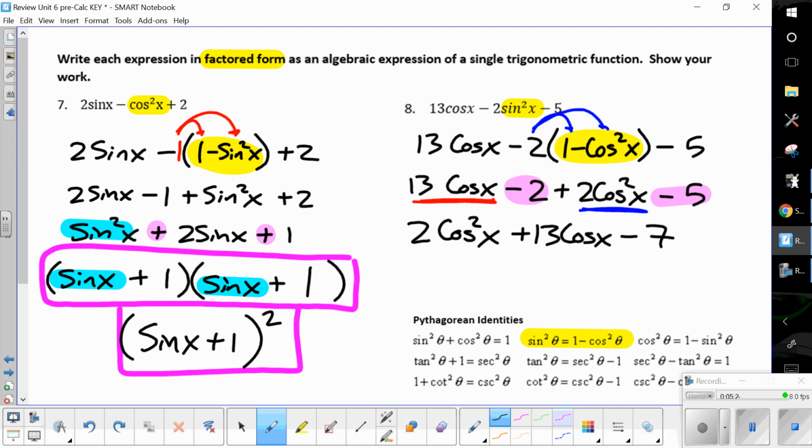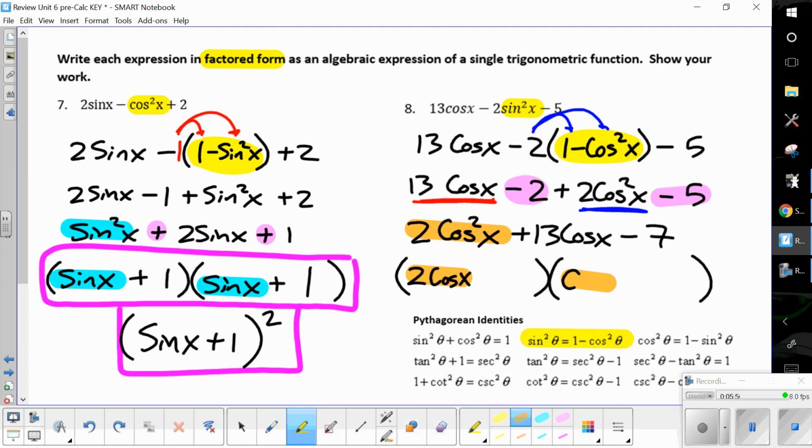Now I have a traditional trinomial. I'm going to go ahead and set up my 2 sets of binomials in their parentheses. Okay, my leading terms must multiply together to give me 2 cosine squared. So whatever goes here and here has to multiply to 2 cosine squared of x. Since 2 is prime, I only have one option. It's 2 cosine of x and 1 cosine of x. And obviously, I don't need to put the 1 there in front of the cosine of x. We just know it exists. Those can be flip-flopped if I wish.